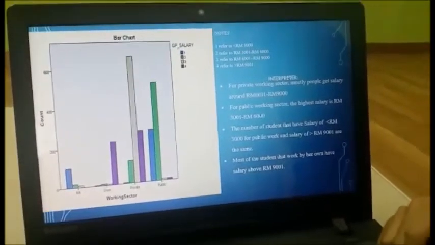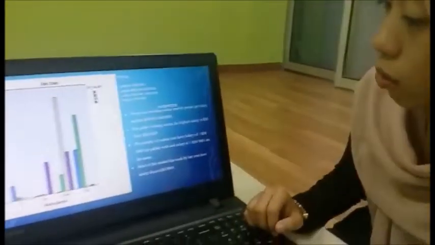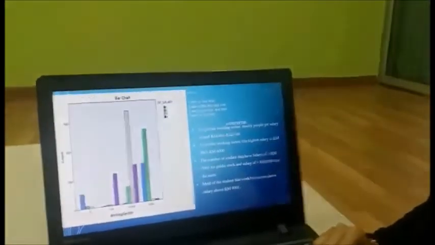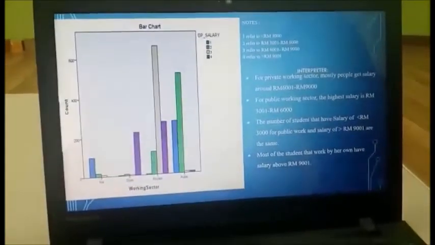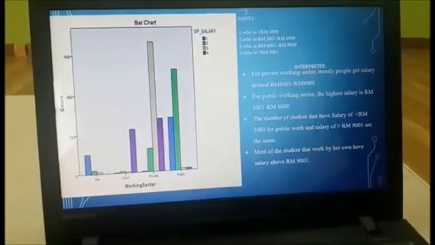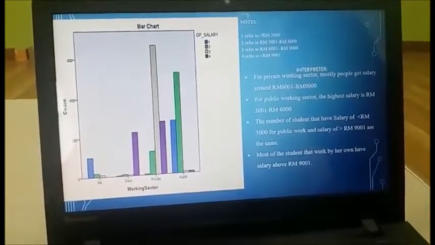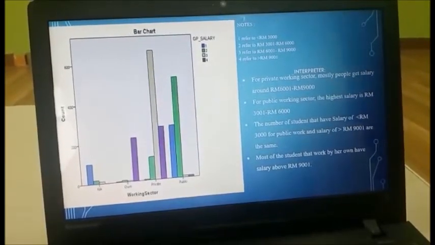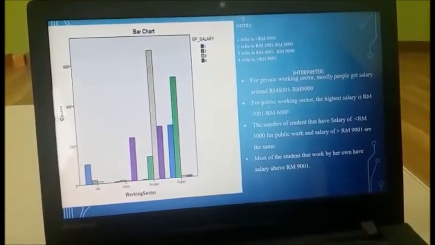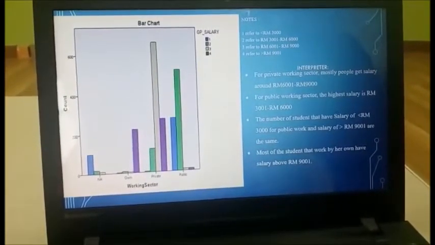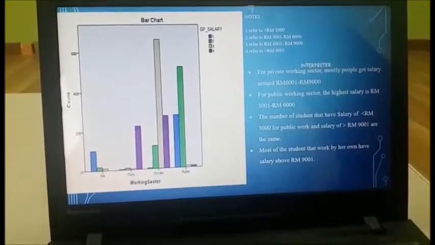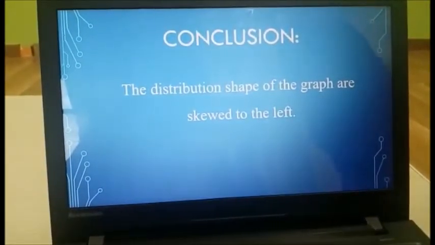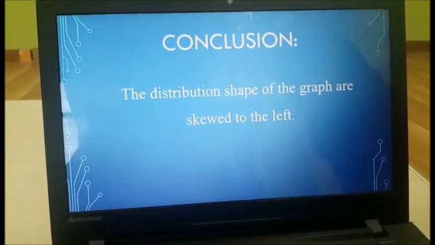Using bar chart for private working sector, mostly people get salary around 6,001 ringgit until 9,000 ringgit. For public working sector, the highest salary is 3,001 ringgit until 6,000 ringgit. The number of students that have salary of less than 3,000 ringgit for public work and salary of more than 9,001 ringgit are the same. Most of the students that work by her own have salary above 9,001 ringgit. The conclusion is the distribution shape of the graph are skewed to the left.